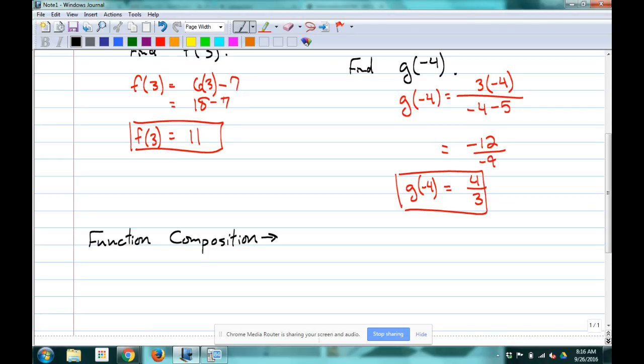Okay, function composition. It's got its own little notation. It's this little circle. It's not the letter O. It's not a degree symbol. It's kind of right there in the middle. F composed with g of x looks like the word fog.